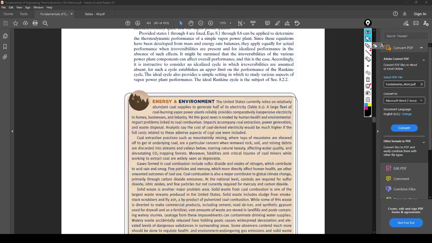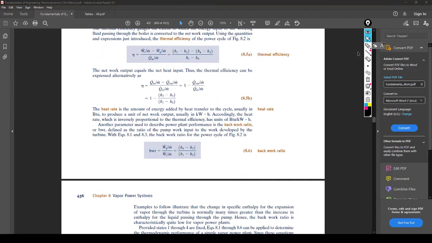I guess you can talk about back work ratio really fast. I might do that. So the back work ratio is something that confuses a lot of people because you don't see it very often. It becomes more prevalent in Chapter 9, where you have to do it for a lot of cycles. But for Chapter 8, I don't remember doing back work ratio very often.